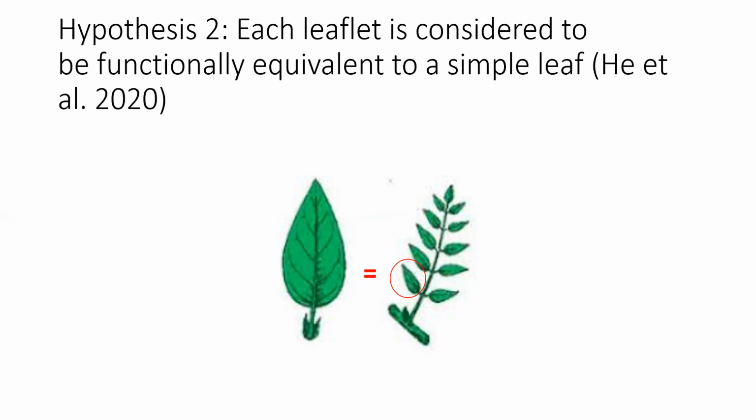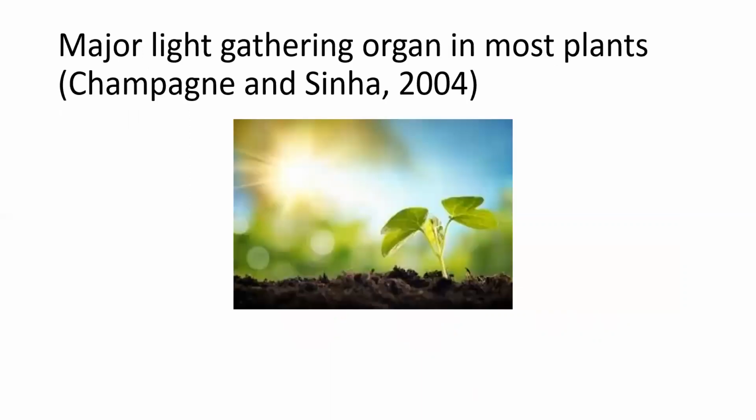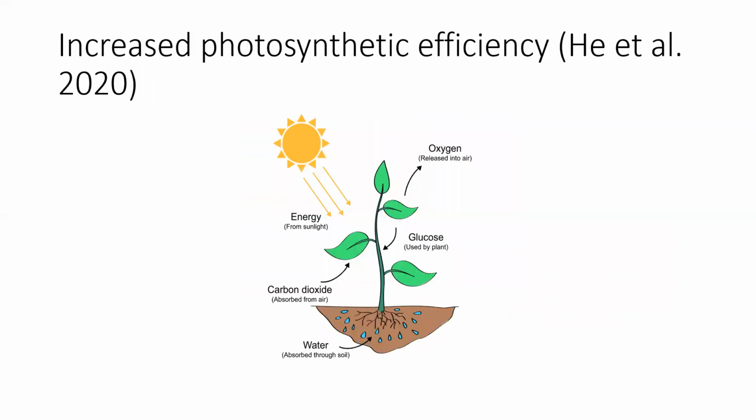The second hypothesis was found to be true, and this can have advantages for photosynthesis. As we know, in most plants, leaves are the major light-gathering organ. And of course, we know that gathering sunlight is necessary for plants to carry out photosynthesis, which is the plant's process of synthesizing glucose from carbon dioxide, water, and sunlight.